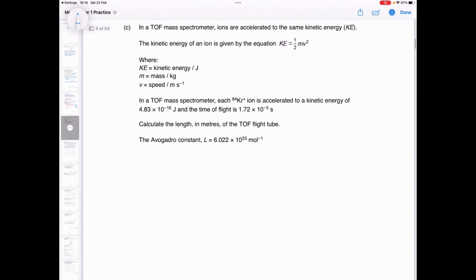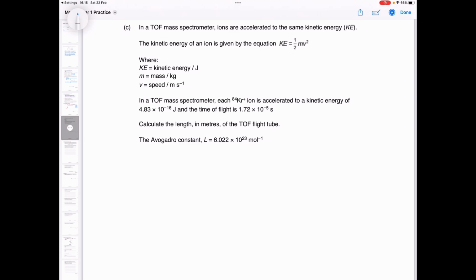In a time of flight mass spectrometer, ions are accelerated to the same kinetic energy. Kinetic energy of an ion is given by KE equals 1/2 mv squared, and then it kindly gives us the breakdown of what the different variables are in the equation. In a time of flight mass spectrometer, each krypton-84 plus ion is accelerated to a kinetic energy of 4.83 times 10 to the minus 16 joules, and the time of flight is 1.72 times 10 to the minus 5 seconds. Calculate the length in meters of the time of flight tube.